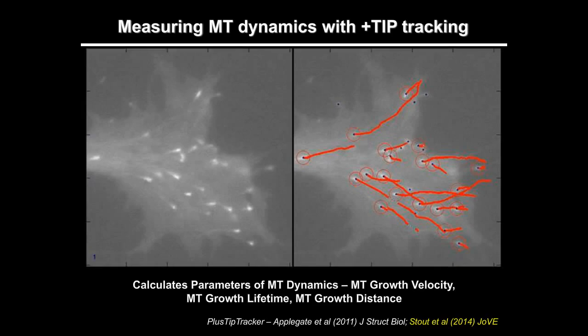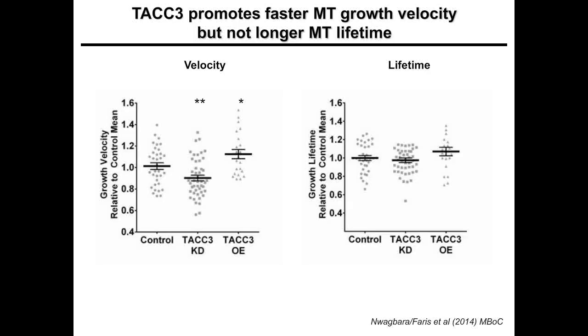And using the software package, we found that knocking down TACC3 leads to a small but significant reduction in the velocity of microtubule growth, whereas overexpressing TACC3 leads to an increase in the velocity. Lifetime was not affected, so catastrophe rate of the microtubules was not affected, but the polymerization velocity was.